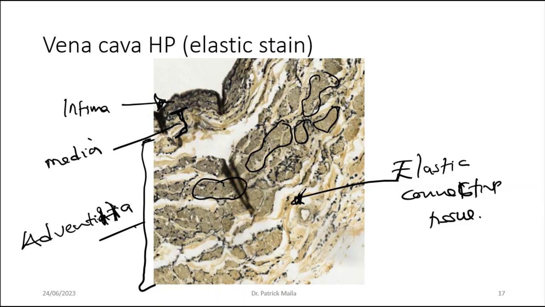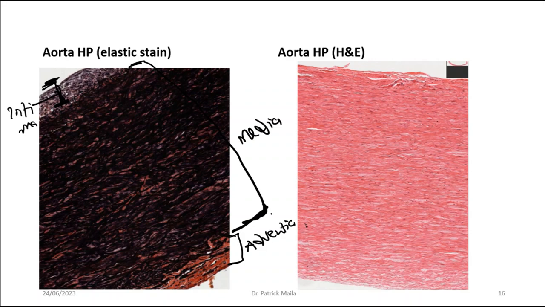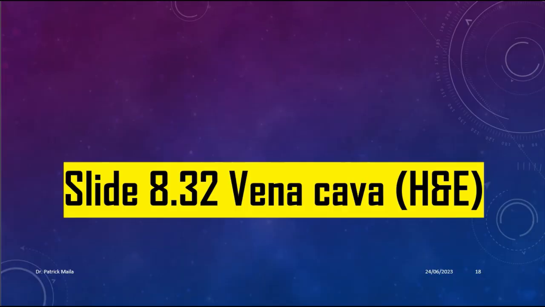So draw this as well to demonstrate the vena cava. On this, you're drawing three. Number one, you're making this drawing here. Number two, you're making this drawing for the aorta. And number three, you're making this drawing for the vena cava. Then you are done with that slide.